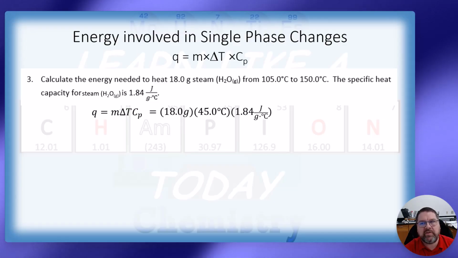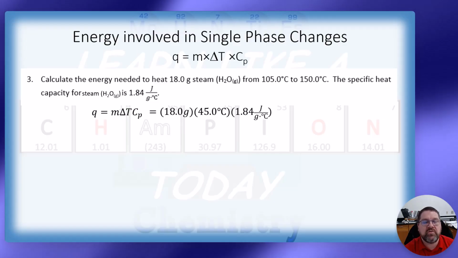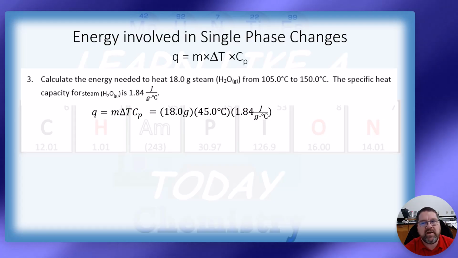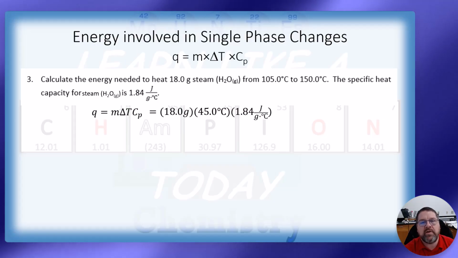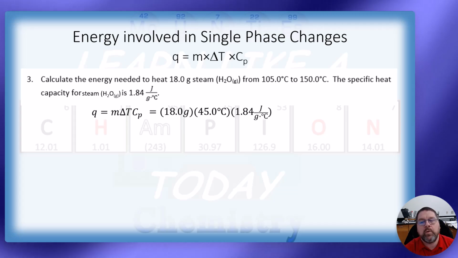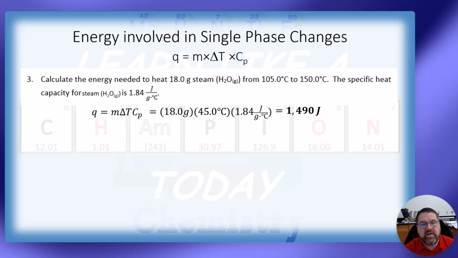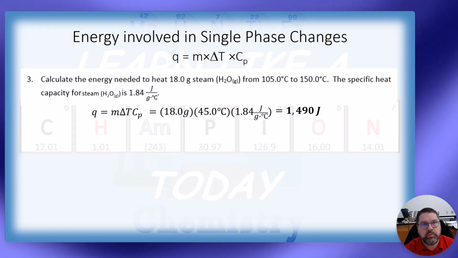18 grams for the mass. We find the difference between 150 and 105, and that gives us the 45.0 degrees Celsius you see for delta T, and then the specific heat for steam, which is 1.84 joules per gram Celsius degree. That gives us 1,490 joules.